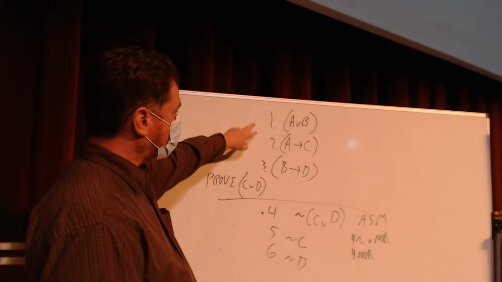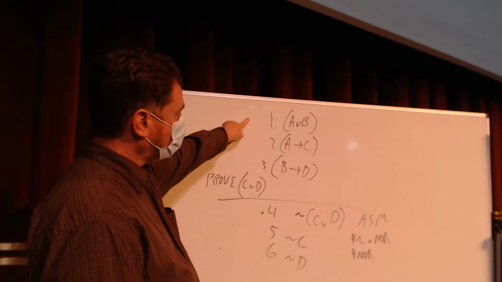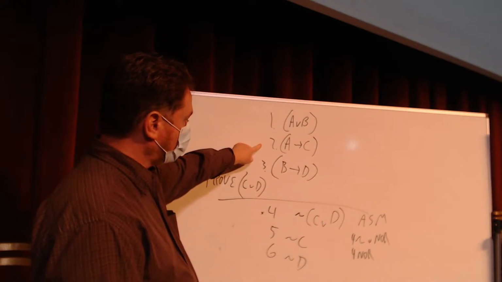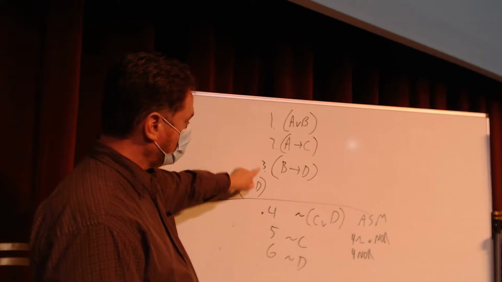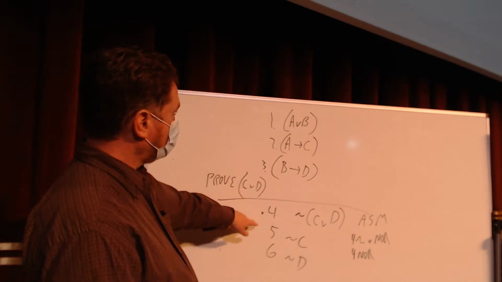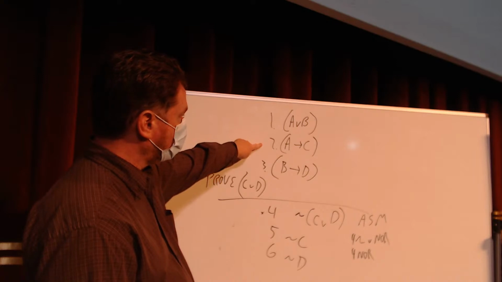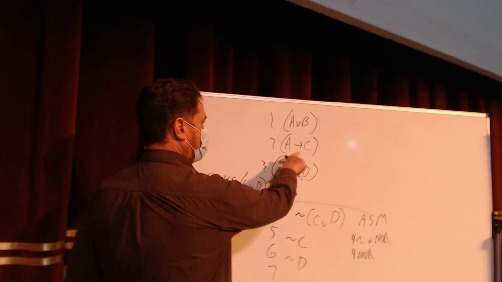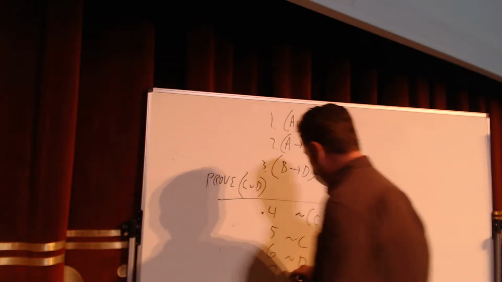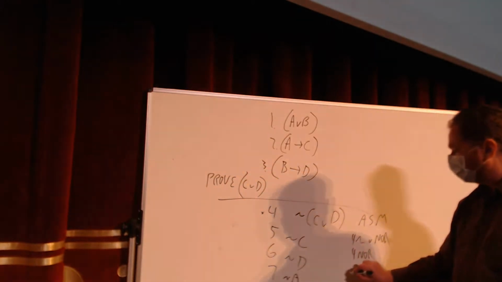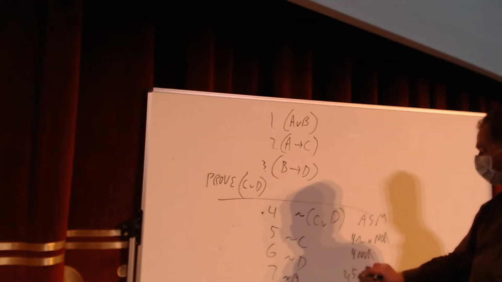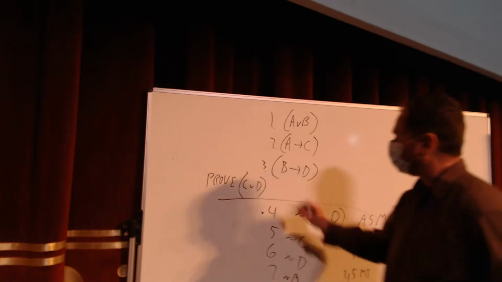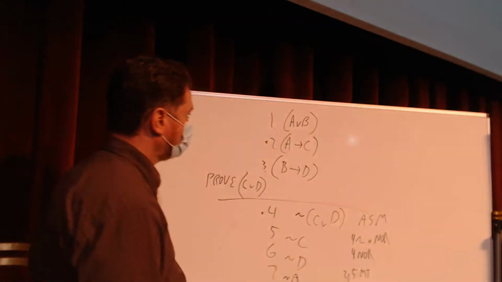So I'm going to look up at 1, 2, and 3. I can't do anything with 1, but then I've got a choice. Do I want to use 2 with 5, or do I want to use 3 with 6? So I'm just going to go sequentially. I'm going to use 2 with 5. 2 with 5 lets me do if A then C, but not C. So I get not A using the 2, 5, MT arrow rule. And then I put my little X next to 2.